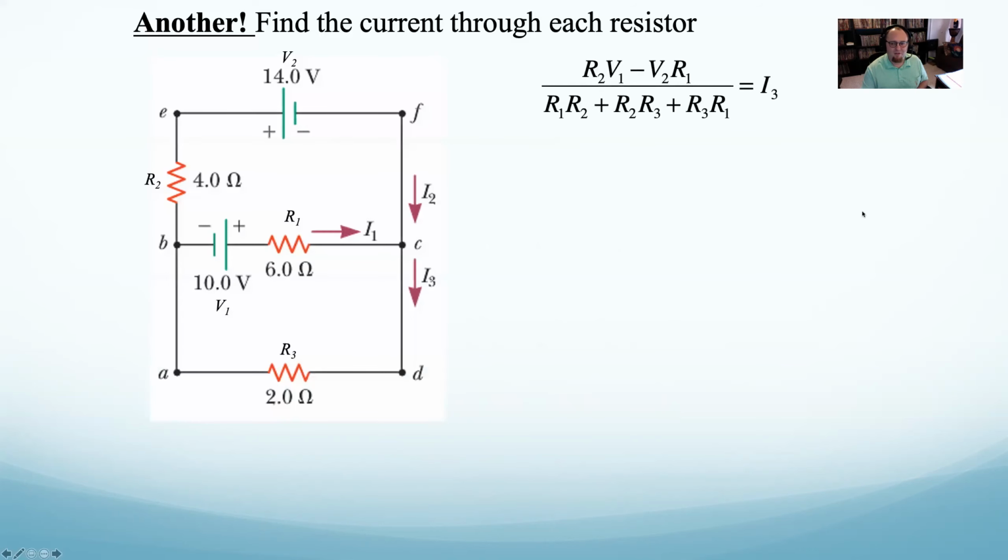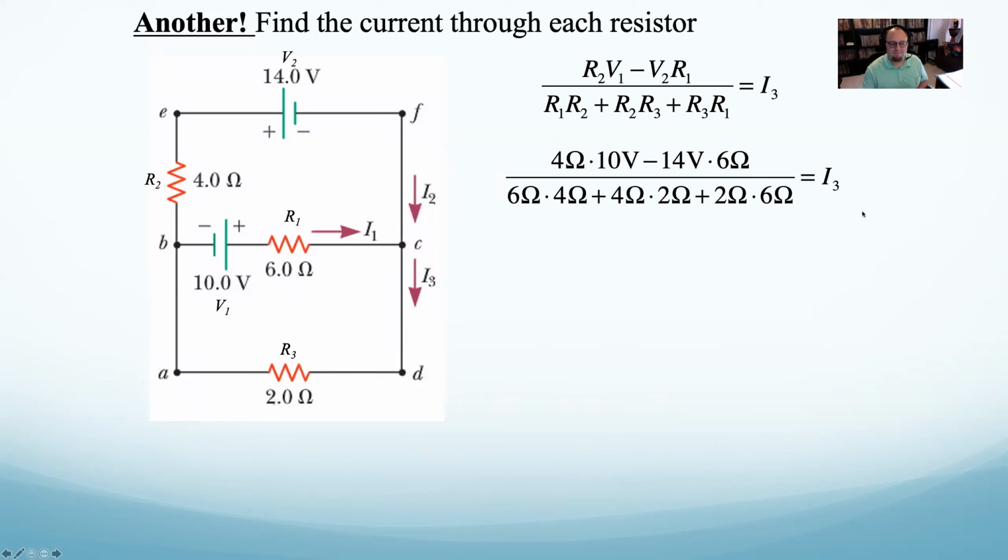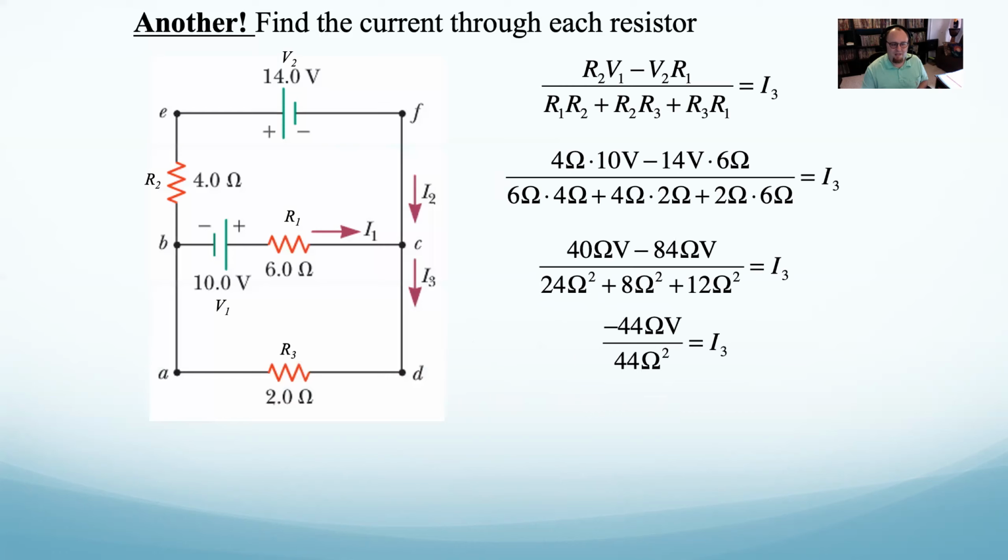And I'll plug in my values. Do some math, get an answer. And there we go. I3 is -1 amp. Now, I know I got a negative value. That's okay. Keep working with that negative value. Wait to the end to deal with what that negative means. For now, just ignore it and keep going.